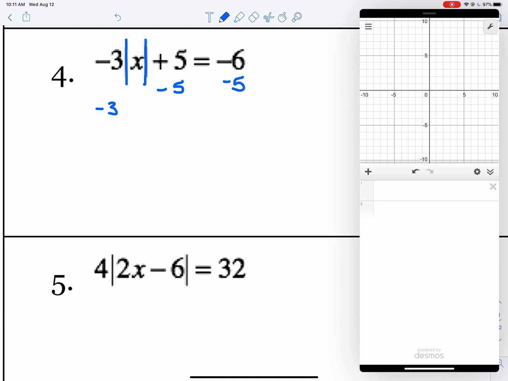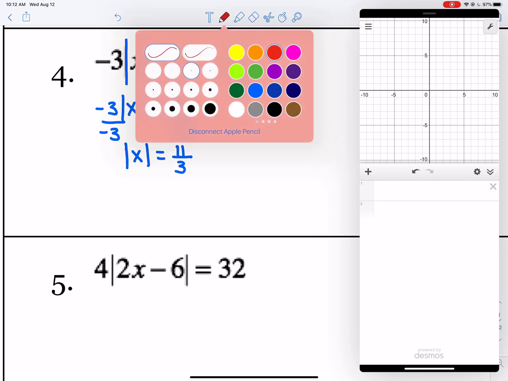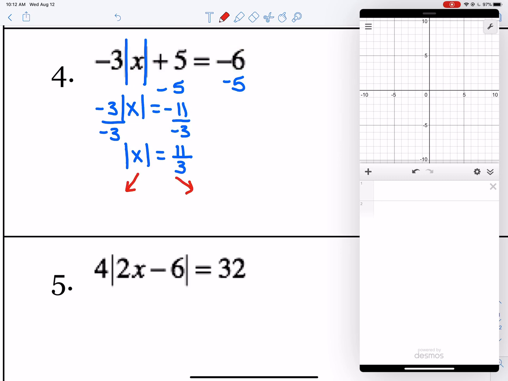So let's bring down negative 3 times the absolute value of x is equal to negative 11. And then let's do division to get rid of the negative 3 that's being multiplied. Think inverse operations to move these numbers away. So you have the absolute value of x is equal to positive 11 thirds. And then you can set up your two equations. So you just have x equals positive 11 thirds and x equals negative 11 thirds. And you notice there's no more work to do to solve those.